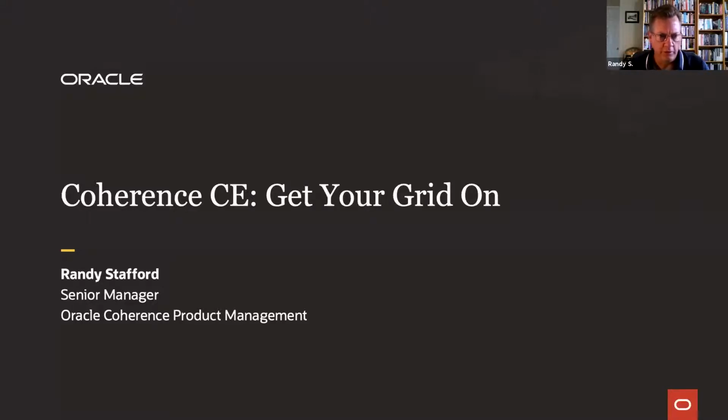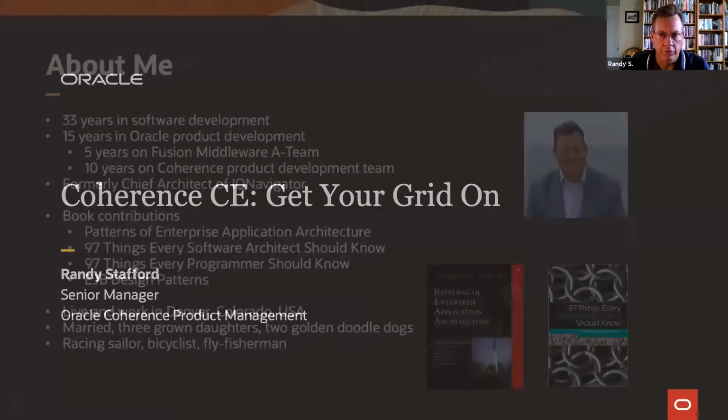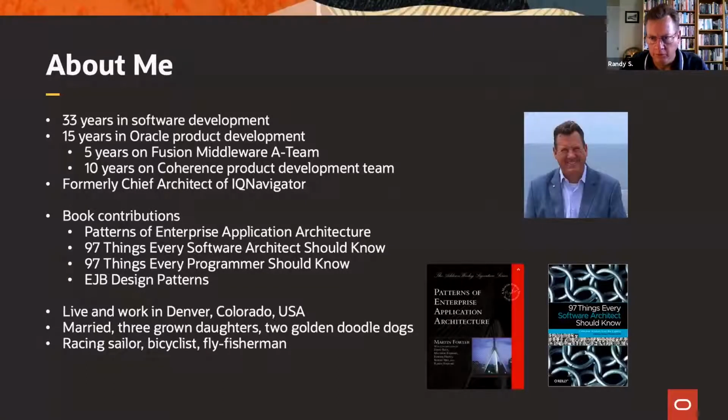I'm Randy Stafford. I'm the Coherence Product Manager at Oracle, and I have a bit more about me here, as I was encouraged to do by the conference organizers. I've been in the software development profession for 33 years. I've been at Oracle for 15 years. My first 5 years were on an outbound engineering team called the A-Team. And for the last 10 years, I've been on the Coherence product development team. Prior to joining Oracle, I was chief architect of a company called IQ Navigator.